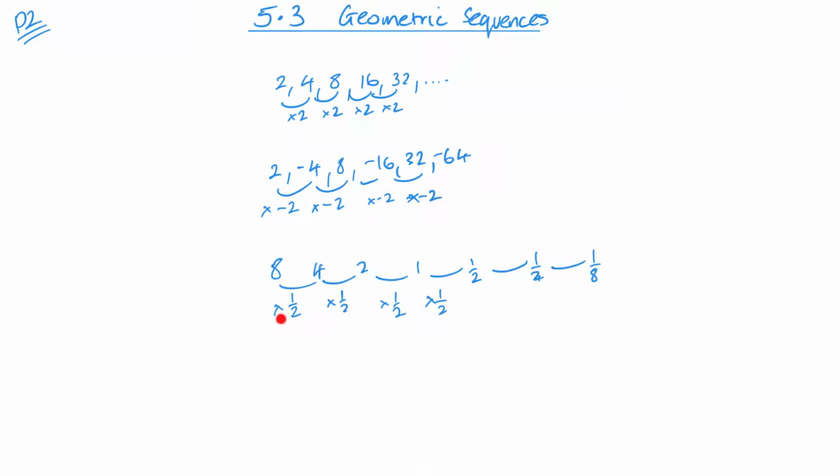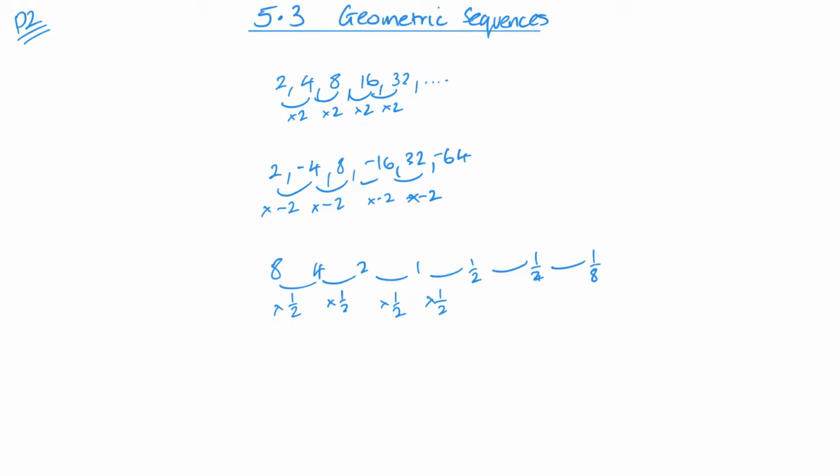And obviously, if I had a negative value here that I was multiplying by, then I would get alternating signs where it's heading towards 0 again, just either side of 0, bouncing back and forth, getting closer and closer to 0, but never actually getting there.